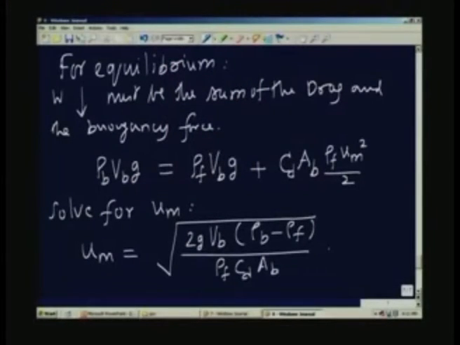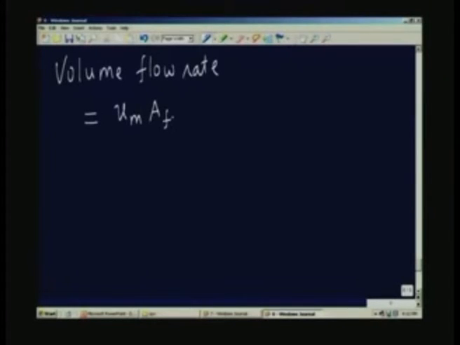Now that we have got the UM, let us look at what is the flow rate. So volume flow rate is given by the velocity times the area available for the flow. So UM into A available for the flow.